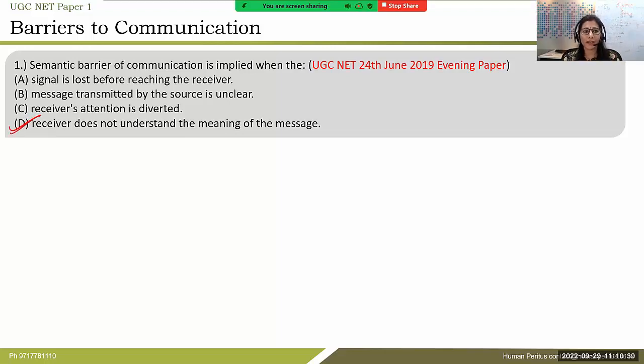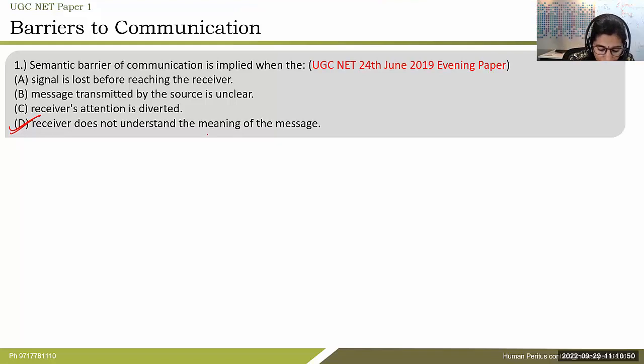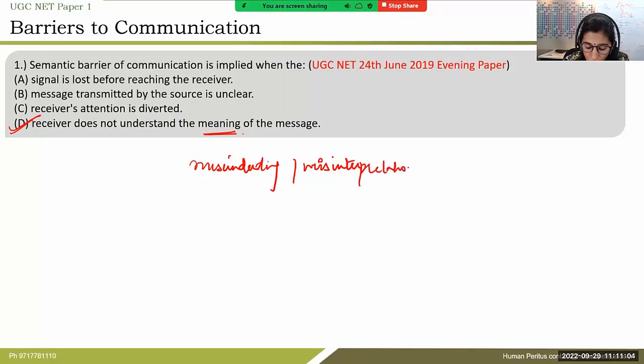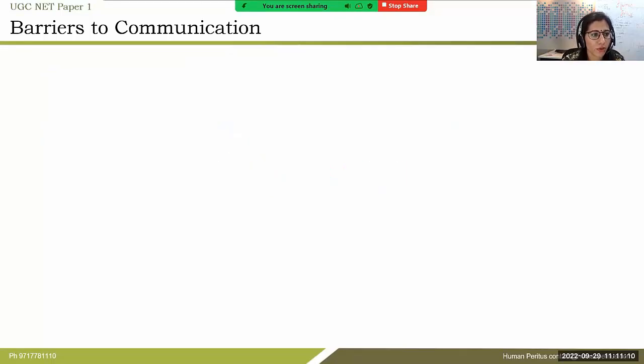Why? Because semantic barrier refers to where the sender or the receiver has some kind of misinterpretation of the message with respect to specifically the meaning of the message. All right, the meaning of the message. There can be a kind of misunderstanding or misinterpretation because of that. All right, so this is the kind of semantic barrier of communication. So let us do the next question.